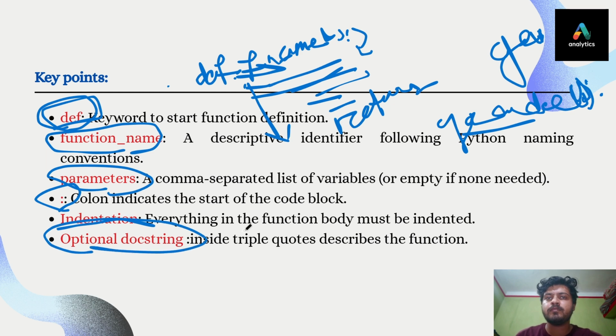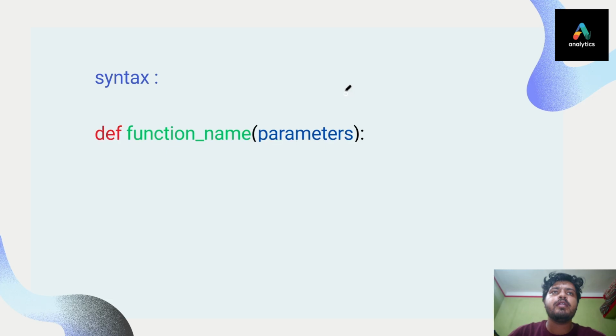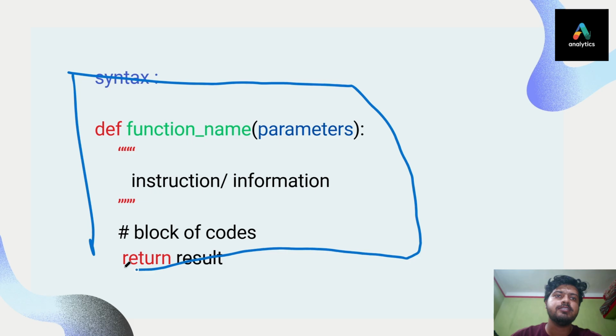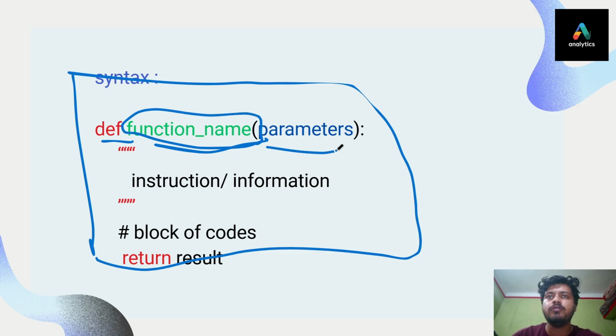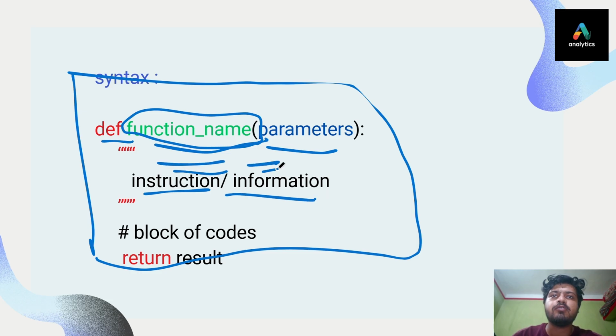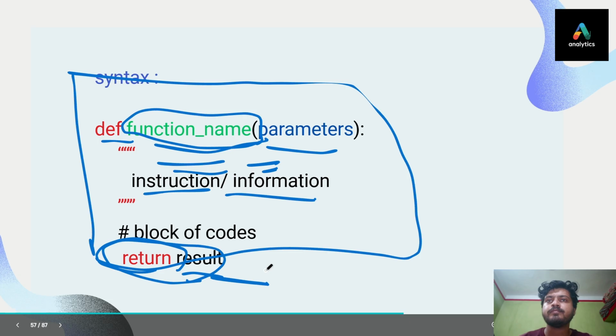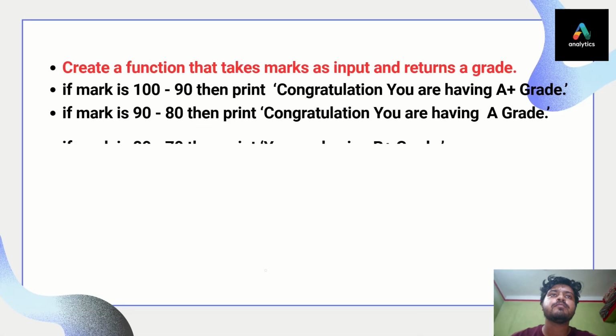Okay, and let's define. This is the syntax. I already told you how the syntax is. Okay, def and function name. This is the function name. You can call it anywhere in your code. Done. And these are the parameters. It will take one or two or more. Done. This is the instructions and information, like your statements, calculation or anything else, and this returns the result after calculation. Done.